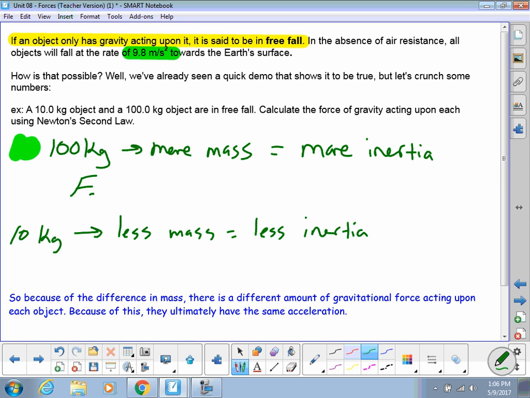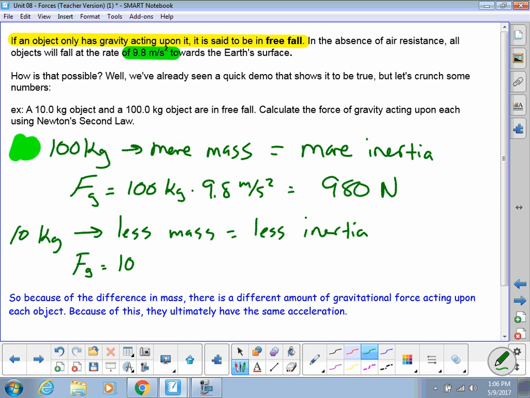Okay. Well, if we are to then use the fact that they accelerate at the same rate, we could calculate the force of gravity acting on each of these objects. We'd have 100 kilograms times 9.8 meters per second squared. That would be 980 newtons. The force of gravity acting on the 10-kilogram mass, times 9.8 meters per second squared, equals 98 newtons.